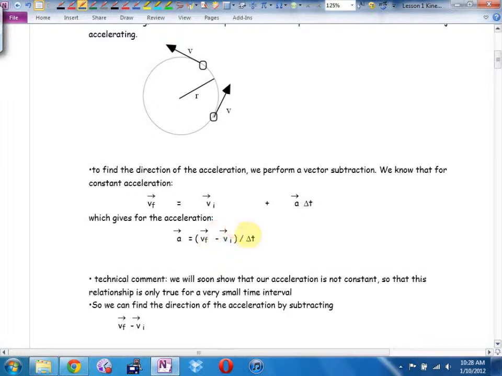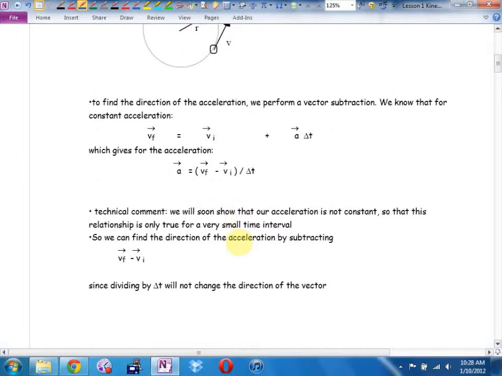It's a trick question. How do I subtract two vectors together? I don't. What do I do instead, Trevor? Add the opposite. Technical comment. We're also soon going to show that our acceleration is not constant because the acceleration is also changing direction. That's okay. We can find the direction by going this minus this, because dividing by time won't change its direction.